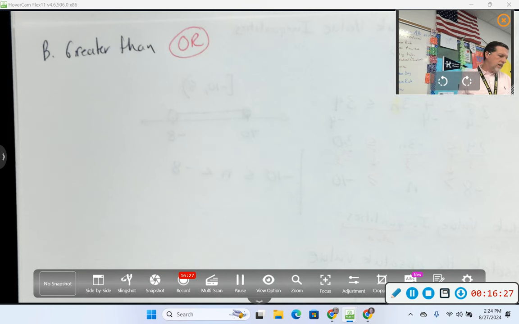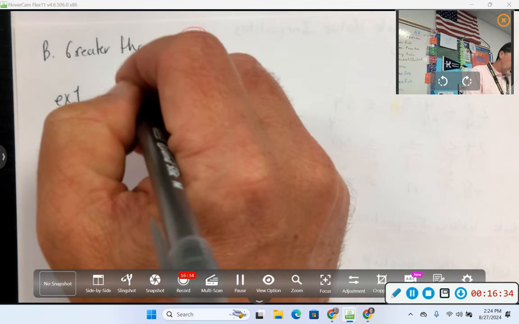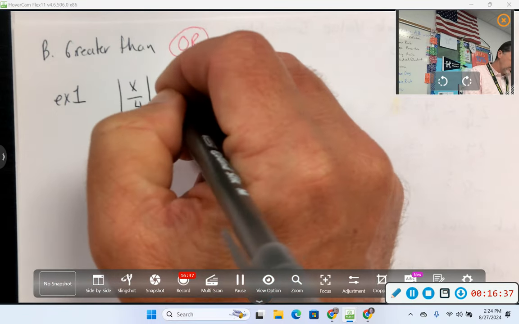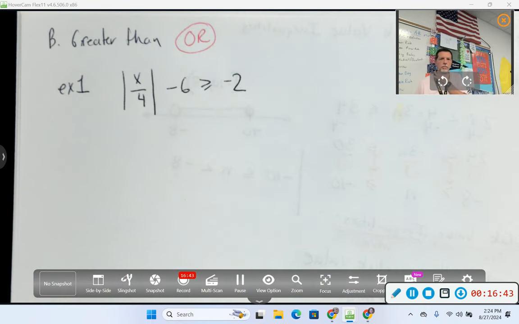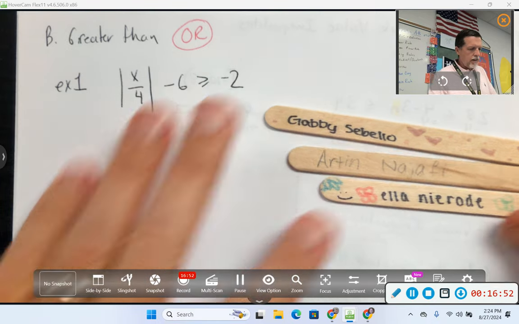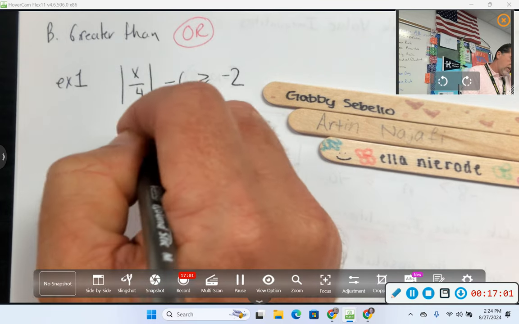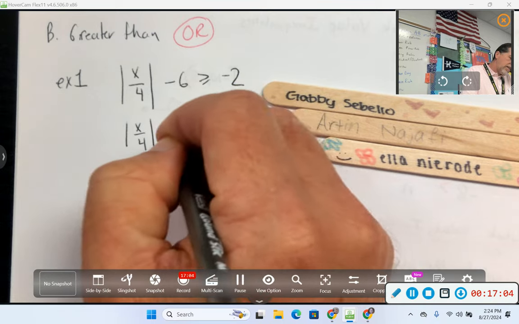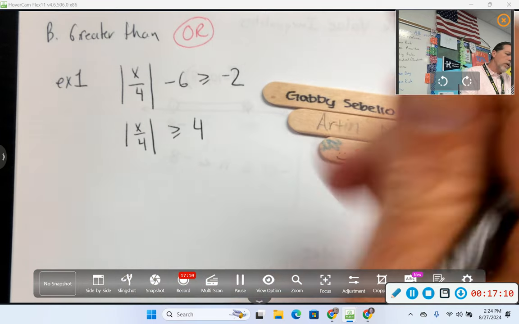Let's skip the super easy one and jump to the slightly harder one. Absolute value of x over 4 minus 6 greater than or equal to negative 2. I think I see at least 3 steps here to pick on people. Gabby, what do you want to do first? I like that answer. So let's add the 6 to both sides. So the absolute value of x over 4 is greater than or equal to 4.